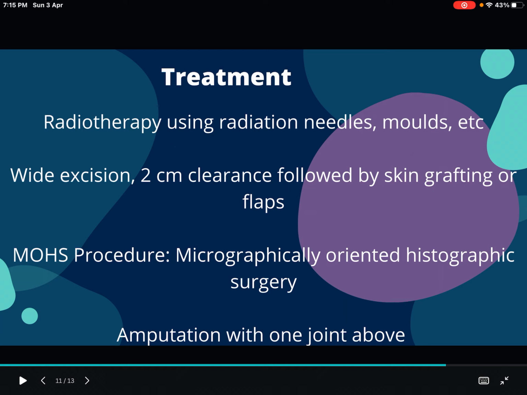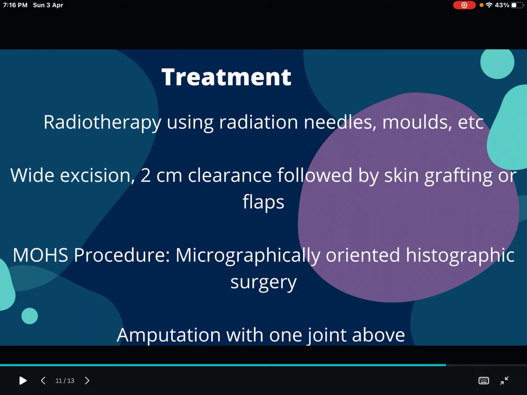MOHS procedure. What is MOHS? It is one of the procedures done for skin cancers. MOHS is a scientist's name and also micrographically oriented histographic surgery. That is not widely used but it is there as a treatment modality. The next one is amputation with one joint above.